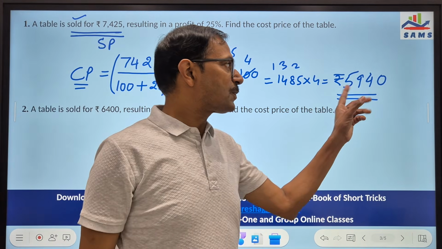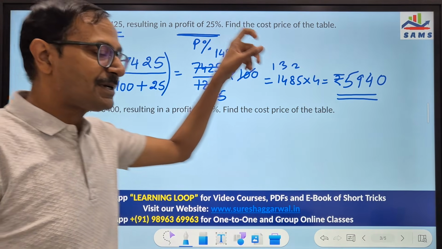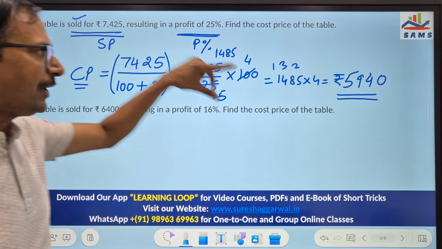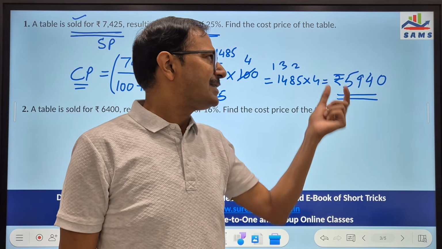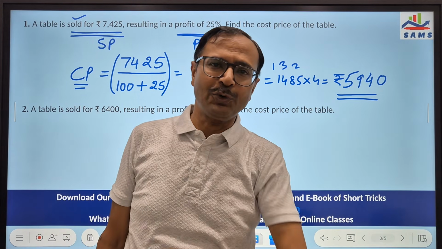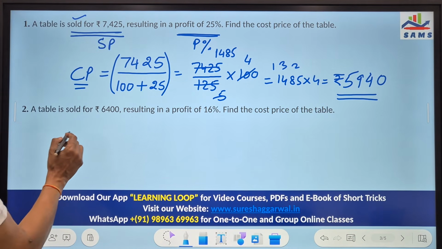So if cost price is 5940 and there is a profit of 25%, it will be sold at 7425. Now you can check using the traditional approach, and checking is very easy. Just find 25% of this and add it to this, you will get 7425, right? So let's apply the concept here to understand better.